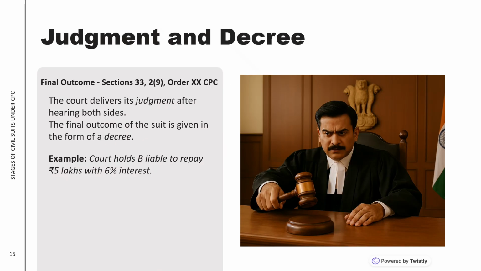And finally, the judgment will be delivered as per Order 20 and Section 33 and 2 of the CPC. The court delivers its judgment after hearing both the sides. The final outcome of this suit is given in the form of a decree. Here, decree means the operative portion of a judgment. The judgment may include all the facts and substance of a case. The operative part of the judgment is called a decree.